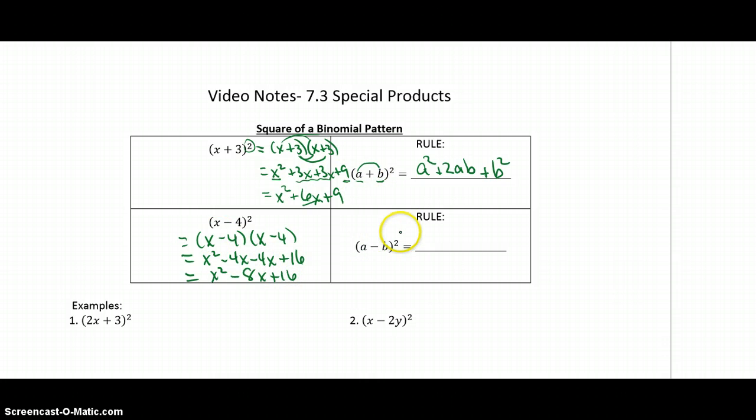So for the shortcut, I would have a squared. I would multiply those together and get negative ab, but then I double it. And then the last term is negative b. And when you square that, you get positive b squared, because negative b times negative b becomes positive b squared.